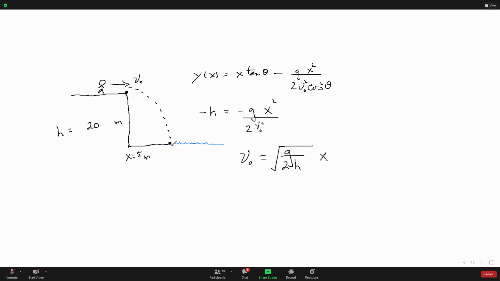I do have a question. Go ahead. Where did cosine squared theta go? Well, theta is equal to 0. What's the cosine of 0? Oh yeah, 1. Okay. And then same thing with tan theta, right? Tan theta is equal to 0 because theta is equal to 0. Thank you.